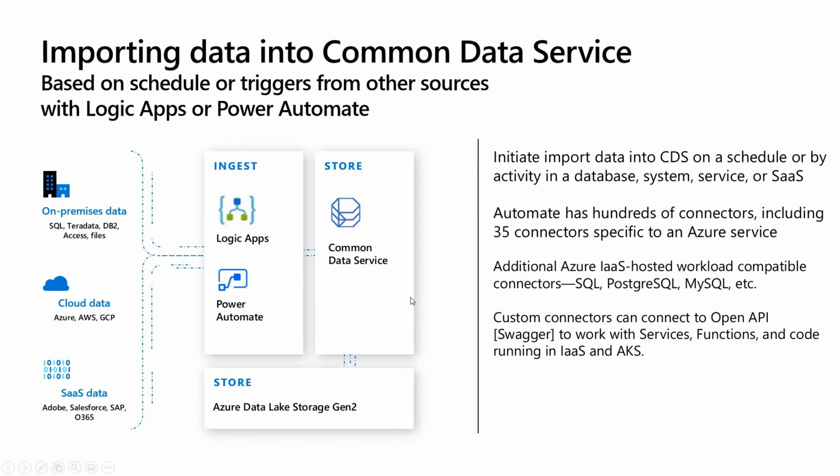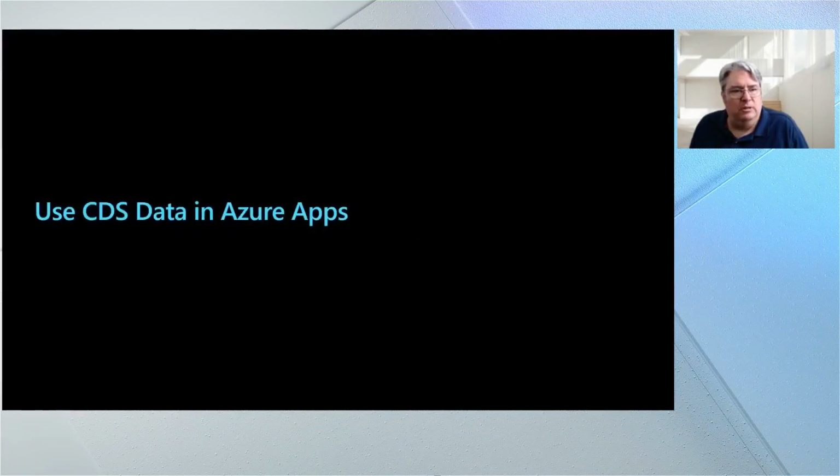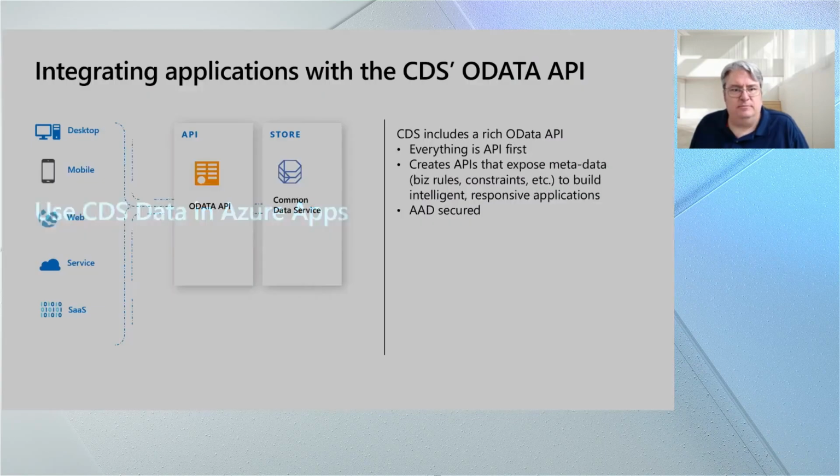There are over 200 of them, 35 of those tied to just Azure services. Then you've got SQL, Postgres, MySQL, et cetera. And then you can also add custom connectors in here as well. So you can pull in services, functions. We'll talk about functions in a little bit, as well as being able to connect it with things that are running in IaaS with Azure Kubernetes Service. So really lots of different ways to get data in. We'll talk about that more in this next section, which is using CDS data in Azure apps.